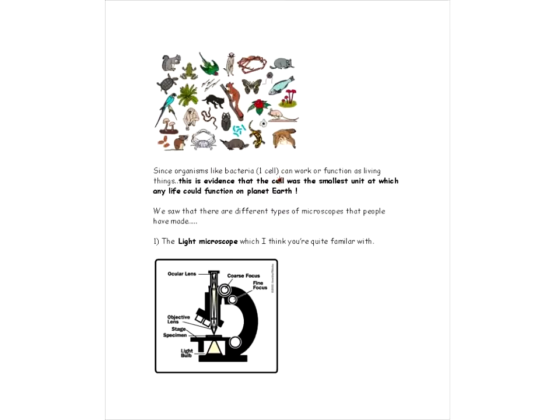Now, we looked at different types of microscopes that people have made, and the light microscope I'm sure you're pretty familiar with. That's the picture right here. But there's some others as well. This microscope here is called the laser scanning microscope. And as the name suggests, it uses lasers to produce a three-dimensional image of the object being viewed.